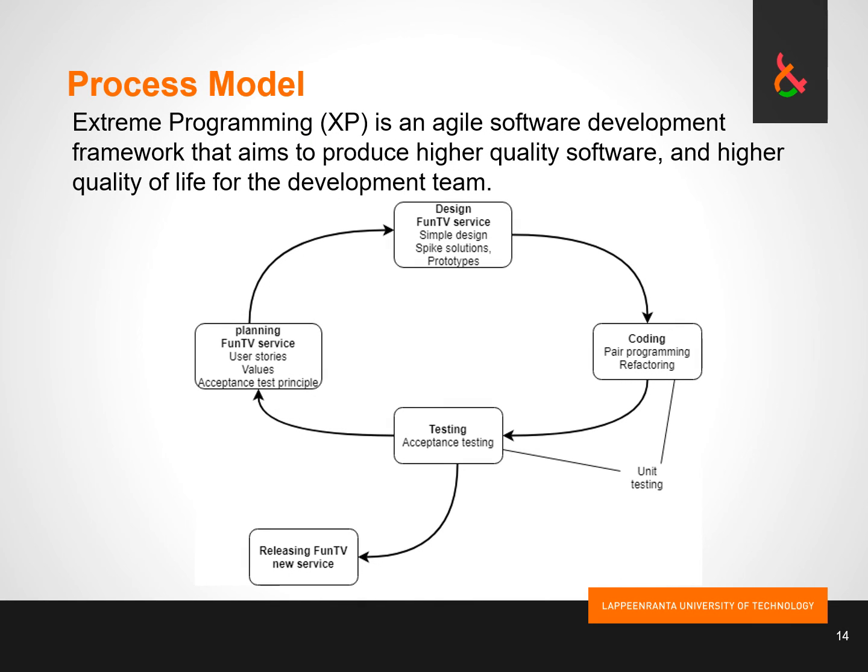And finally, about the process model. I selected agile software development, specifically Extreme Programming, which aims to produce higher quality software and a higher quality of life for the development team. It contains different steps such as design, coding, testing, planning, and finally releasing the service.